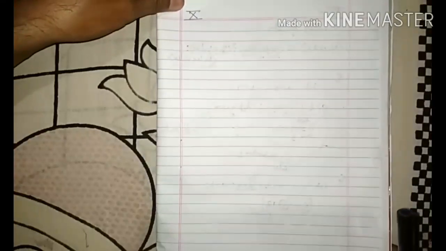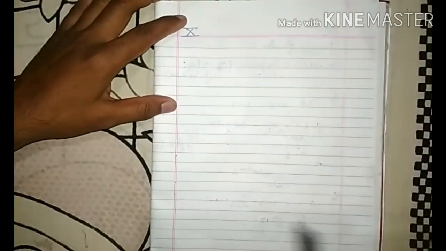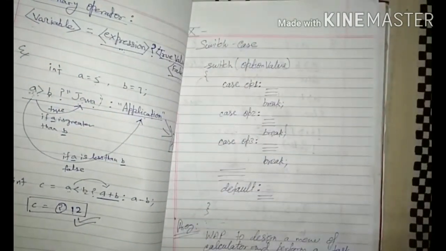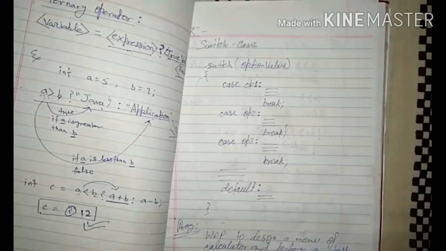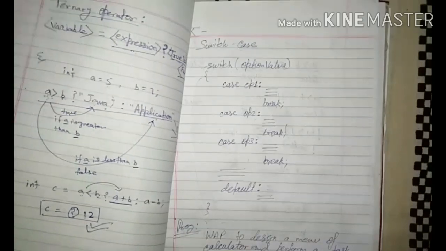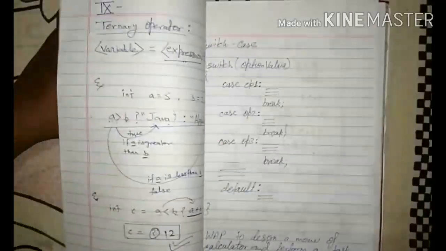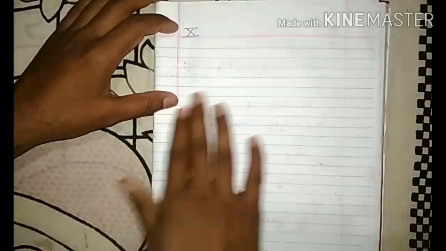First, let me repeat this program once again. The program is: write a program to design a menu driven program of calculator that performs addition, subtraction, multiplication and division. How can we do this program?